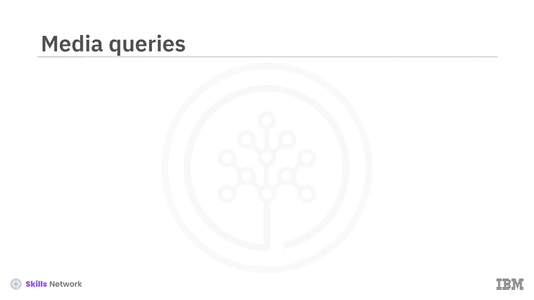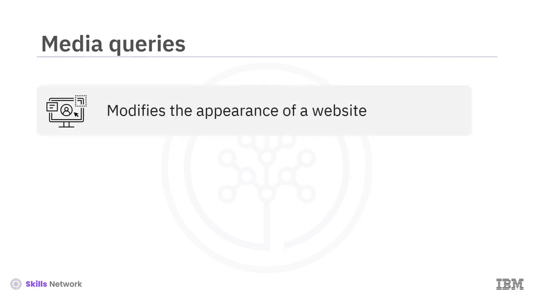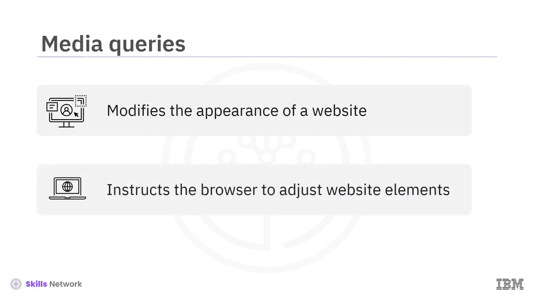Media queries are filters for CSS styles to modify the appearance of a website or application according to the screen size of the user's device. In other words, the browser renders CSS markup only if it meets certain conditions. The most common application of media queries is in responsive design. It instructs the browser to change the website elements depending on the screen size.